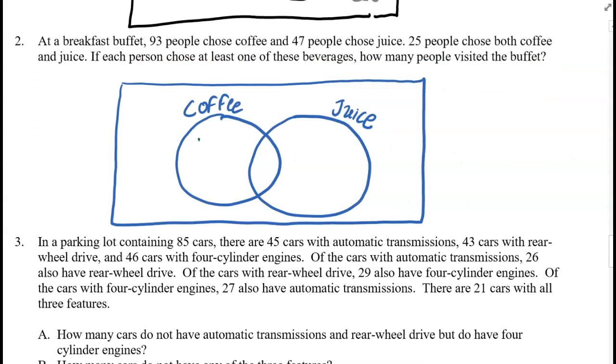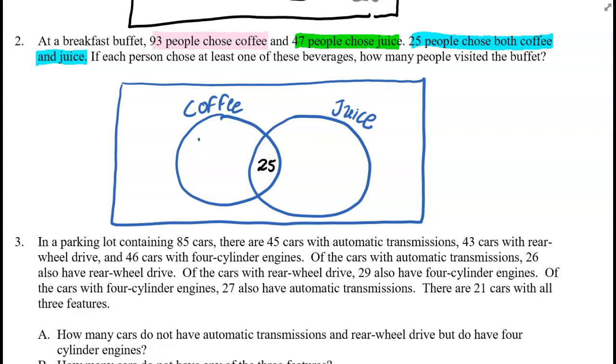So you look at problem number 2. I already drew the Venn diagram. One circle is labeled coffee, one circle is labeled juice. And you always start in the middle. It says 93 people chose coffee, 47 people chose juice, and 25 people chose both juice and coffee. So that 25 is going to go in the middle of the picture. So I'm going to put 25 in the middle.